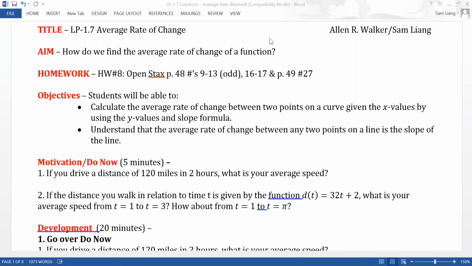Today we're going to talk about a very important topic, average rate of change. You are definitely going to see it in calculus next year, so we're going to brush up on it today. You might remember it from Algebra 2, but we're going to go into a little more depth in this lesson. Your aim for today is: how do we find the average rate of change of a function?